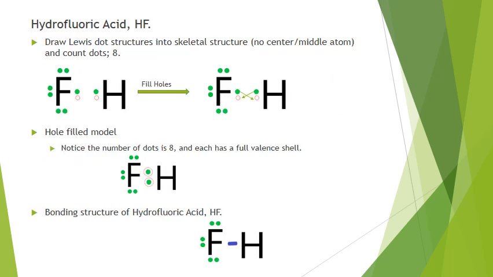All right, hydrofluoric acid. Okay, same thing. Started out with the skeletal structure. In a sense, there's no center atom, so you just put them next to each other. Count up the dots: 1, 2, 3, 4, 5, 6, 7, 8. Fill the holes. Ding, ding. Here you go. Count the dots. You got 8. And replace the shared pair with the dash, and you got this structure here. Okay, hopefully it's pretty simple.